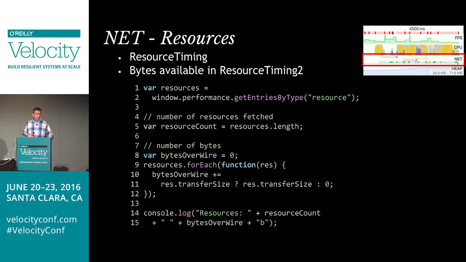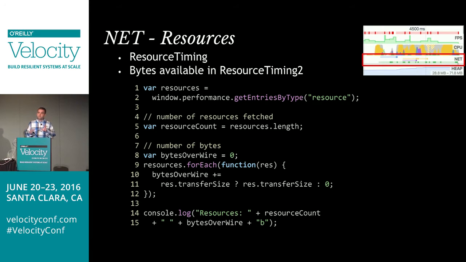Okay, so we captured the CPU, we captured the frame rate. What about networking activity? This is something where we actually have a lot of information available in the browser today via resource timing. Resource timing gives you all the resources that were fetched within the page, the URL, timestamps, DNS, TCP connections, all that kind of good data.